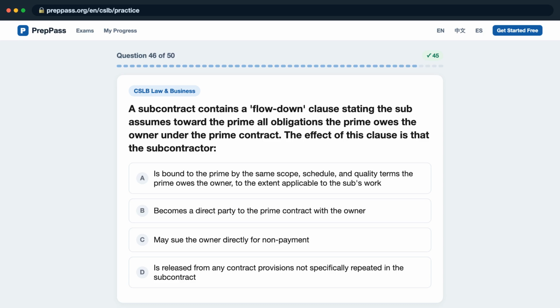B, becomes a direct party to the prime contract with the owner. C, may sue the owner directly for non-payment. D, is released from any contract provisions not specifically repeated in the subcontract.